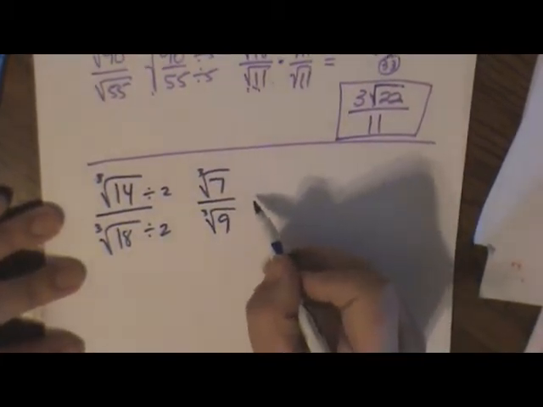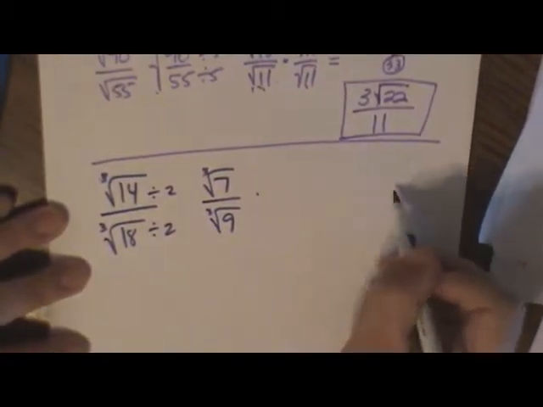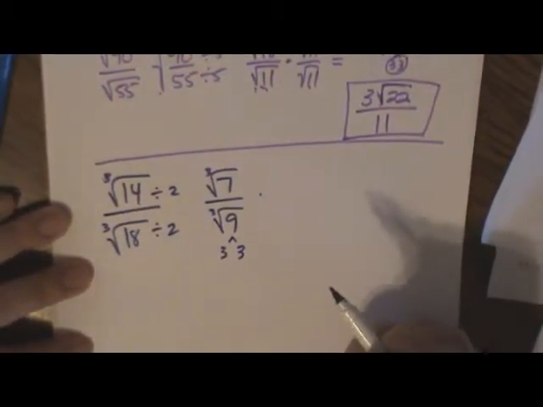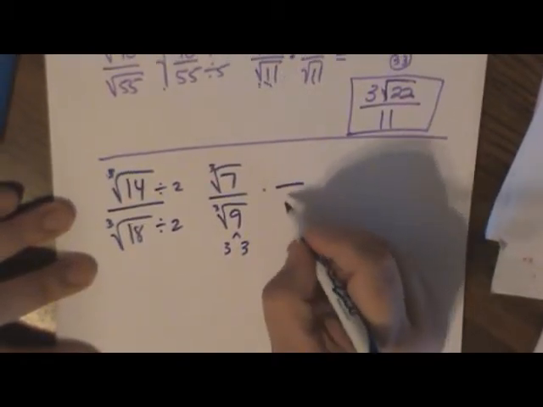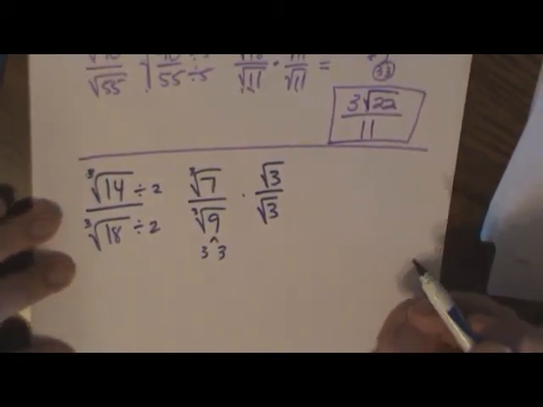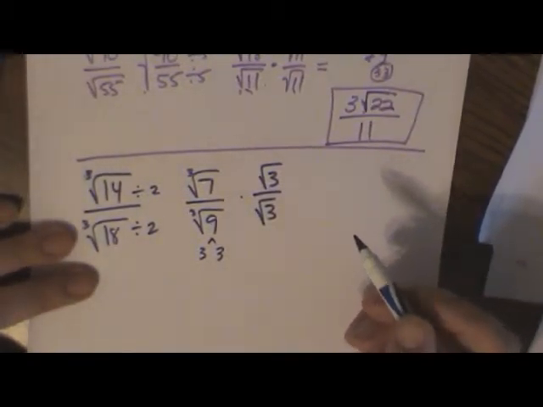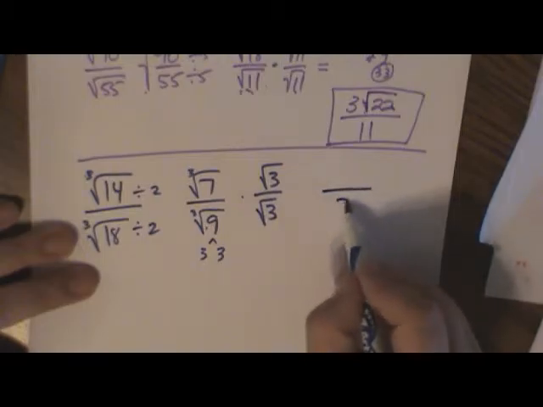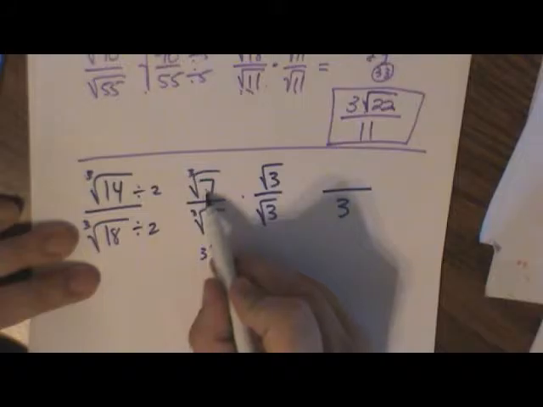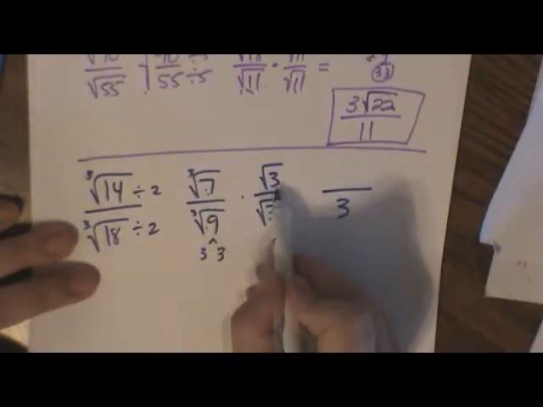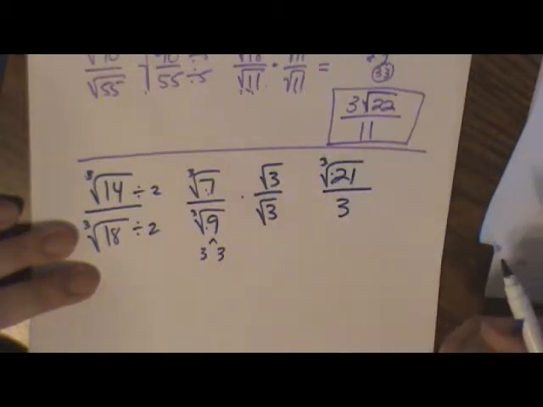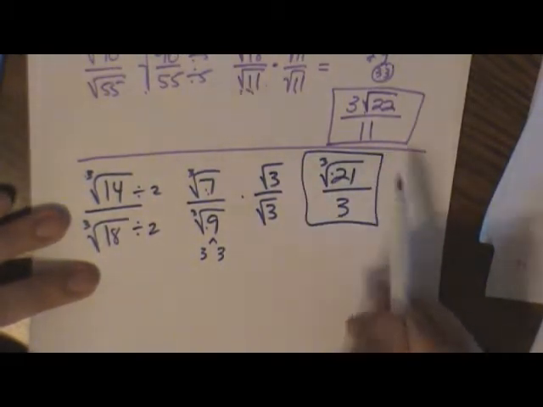Now again, we could take this and multiply it by 9, or you can identify that we've got a 3 times 3 here. So all we really have to do is multiply it by the cube root of 3. This will give us a 3 on the bottom, and then they don't have anything in common because the factors of 7 are 1 and 7. So that would just be the cube root of 21 over 3. And that's our answer.